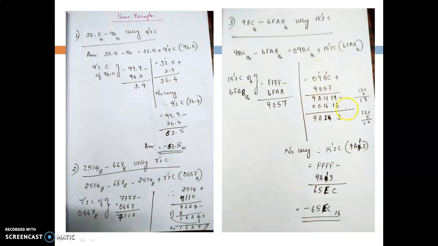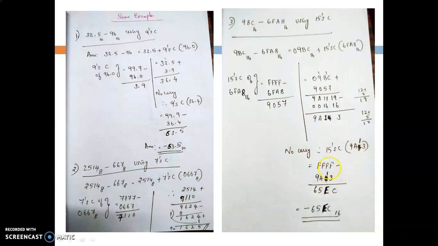So here you are performing the subtraction: 19 minus 16, that is 3. 17 minus 16 is 1, A minus 0, A, 9 minus 0, 9. So the result is 9A13. Okay, there is no carry generated. It means that the result is negative. So take the 15's complement of this number. So 15's complement of 9A13 is F minus 9A13.